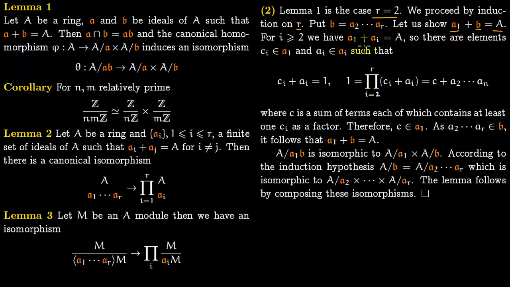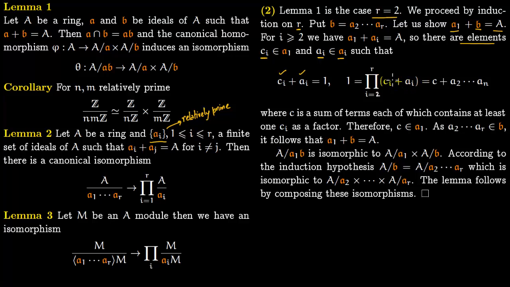So for i greater or equal to 2, we have A1 plus Ai is A, because all these ideals are relatively prime. So you pick any two of them and sum them up like this, and they will generate the entire ring A. Therefore there are elements Ci in A1 and Ai in this ideal Ai, so that when you sum them up, you get 1. So corresponding to every Ai here, you can pick some element in the ideal A1 so that their sum is 1. Now you take the product from 2 to r, since i is greater or equal to 2. So you take the product.